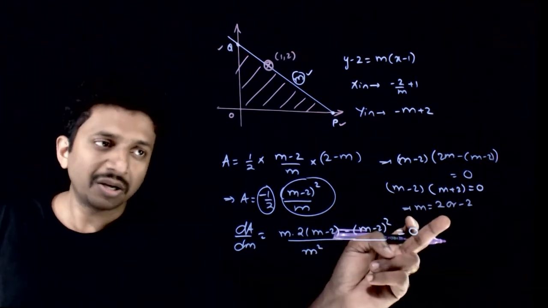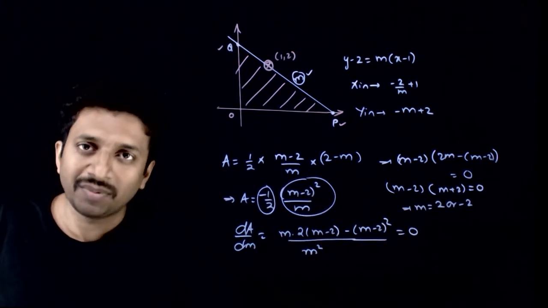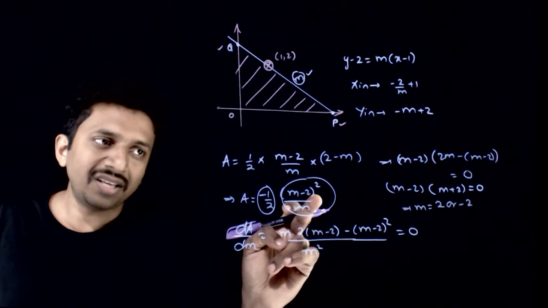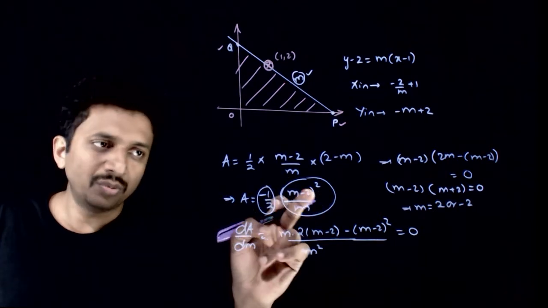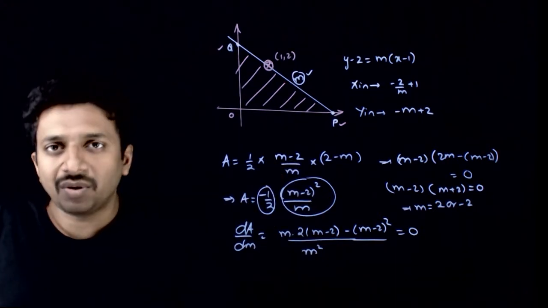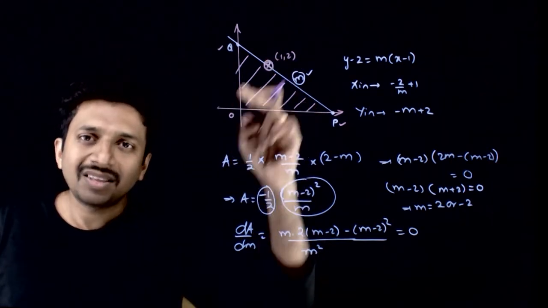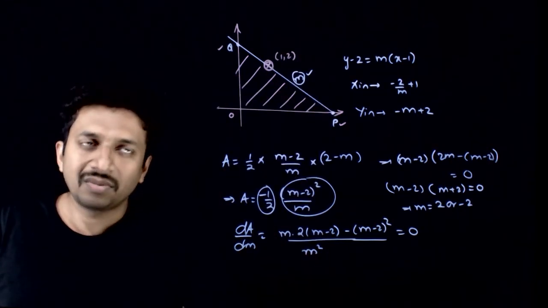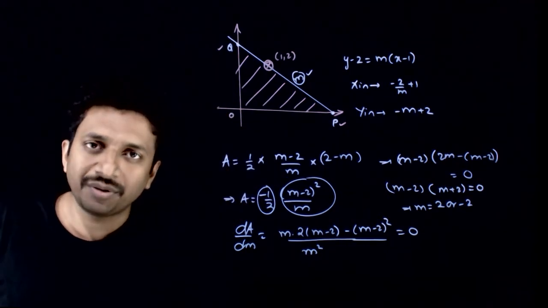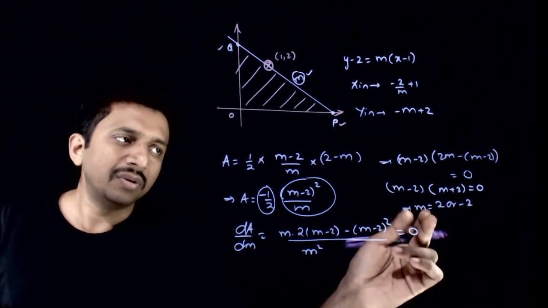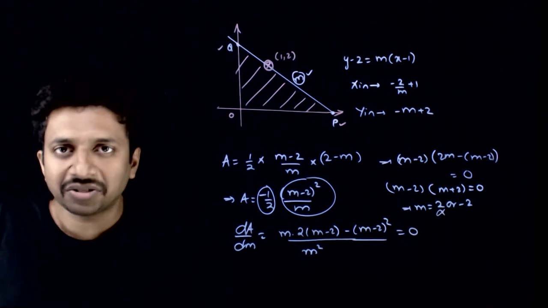So now let us put the values m equal to 2 and m equal to minus 2. As you can see, if m is equal to 2, you're getting area equal to 0. That means the line passes through the origin. Both x-intercept and y-intercept become 0. So m equal to 2 obviously is not the right answer.